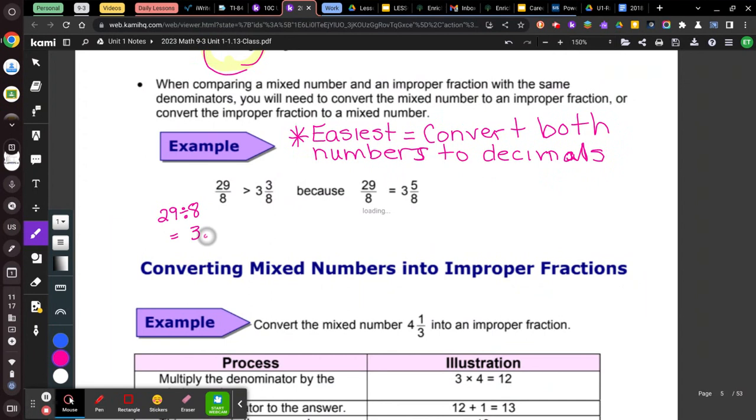Equals 3.625. This guy I know starts with a 3 in front of the decimal. The big number is always the number in front of the decimal. So now I just have to do 3 divide 8. And that's going to be my decimal number. So if I go 3 divide 8, I get 0.375. So now I'm looking at the number after the decimal because both decimal numbers start with a 3.